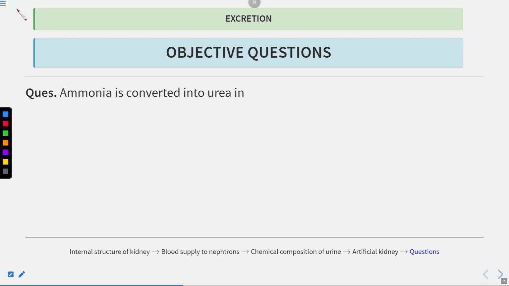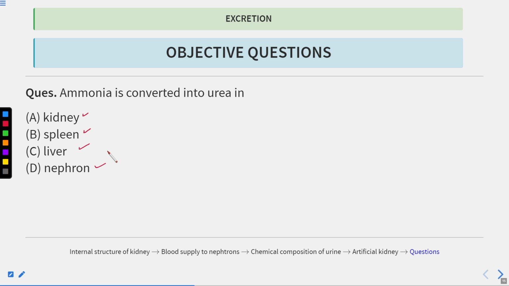Ammonia. So ammonia is converted into urea. Where? So what is the site of the conversion of ammonia into urea? Let's have a look at the options. Option A is kidney. Option B is spleen. Option C is liver, and option D is nephron.